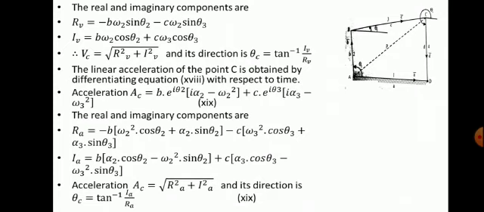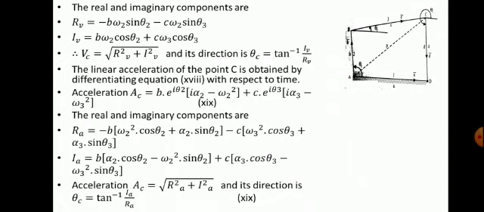Therefore, the velocity of the point C is equal to the square root of the real part squared plus the imaginary part squared, and its direction is theta C. Velocity Vc can be calculated by the square root of the real and imaginary components, and its direction is theta C equal to tan inverse of the imaginary part divided by the real part.